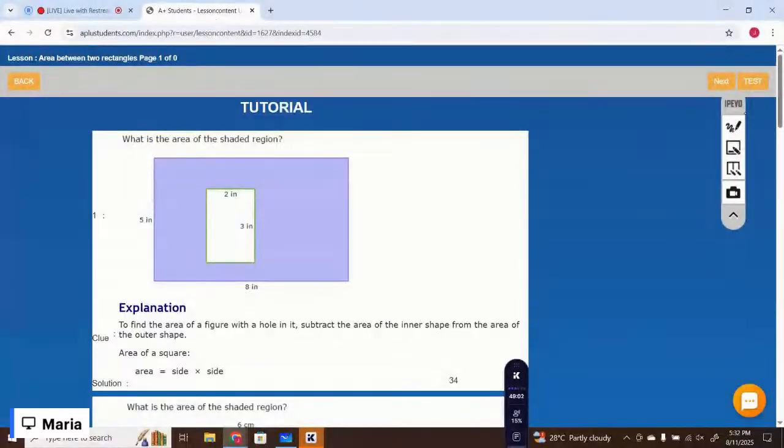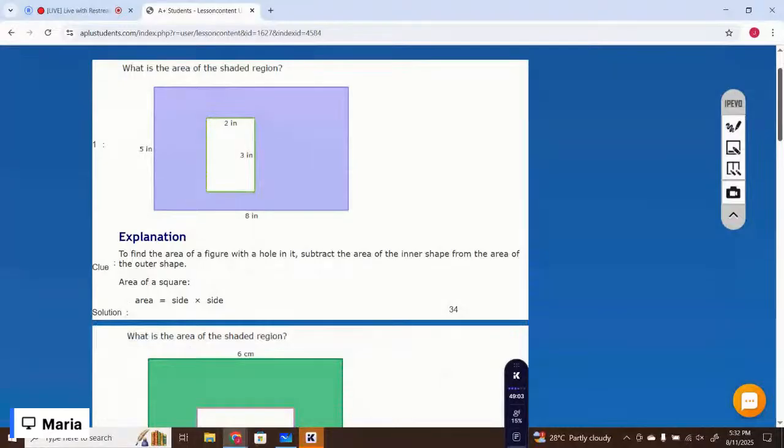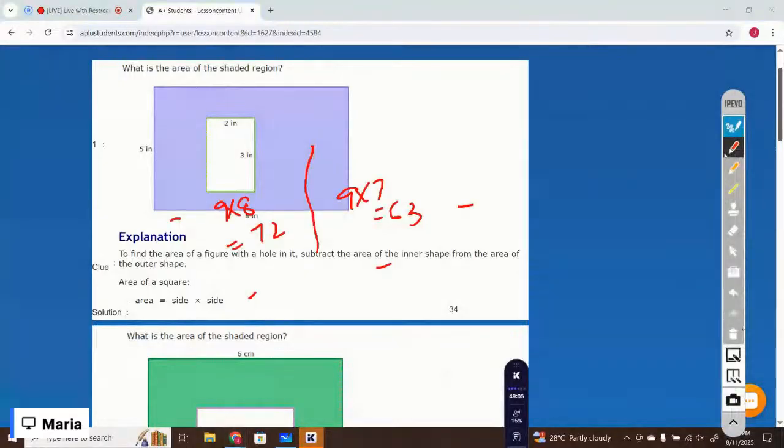What is the area of the shaded region? So you can see a wall and a window inside the wall, but you need to calculate the area of the wall, not the window, right? So you have to calculate the area of the wall and the area of the window, and you need to subtract the area of the window from the area of the wall, right?